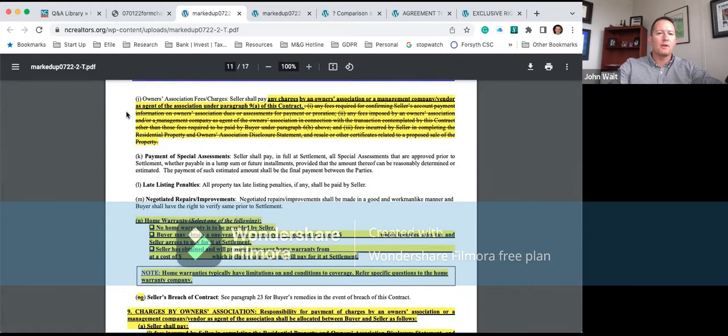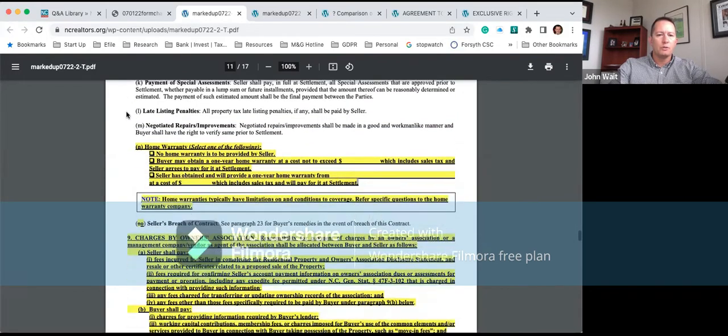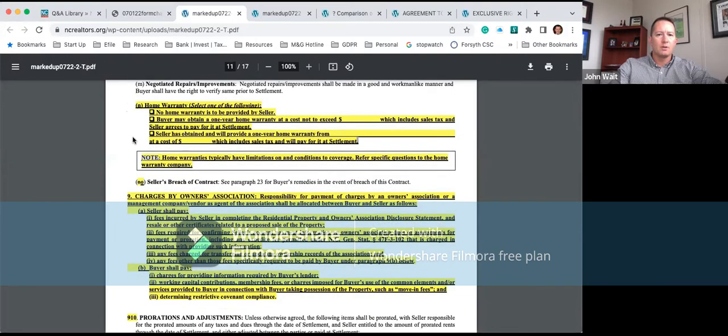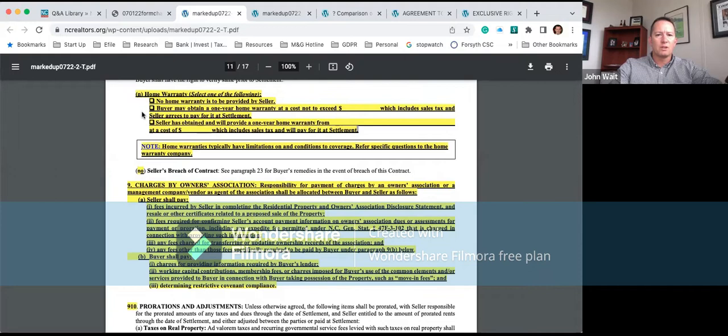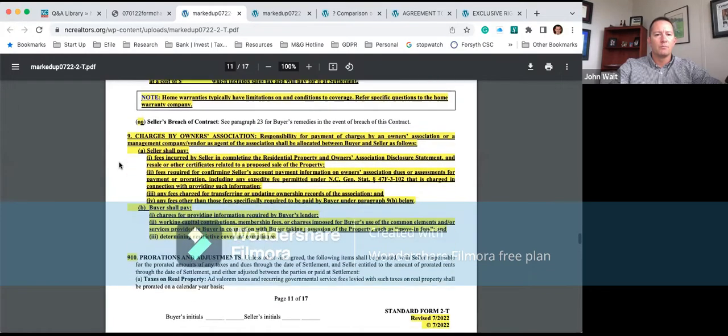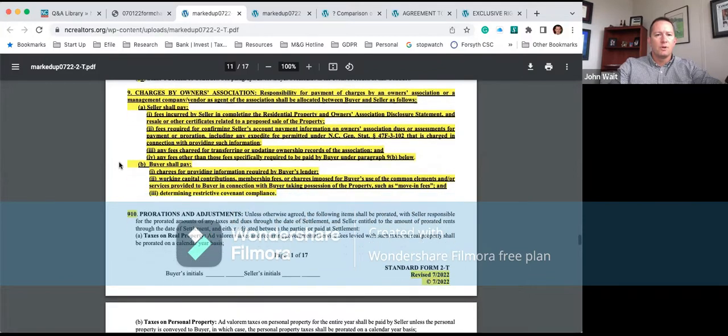Same thing with this paragraph here. It's been substantially changed because it is moved down here to paragraph 9. Some technical changes to the home warranty section. Nothing too big there, I think, to cover.